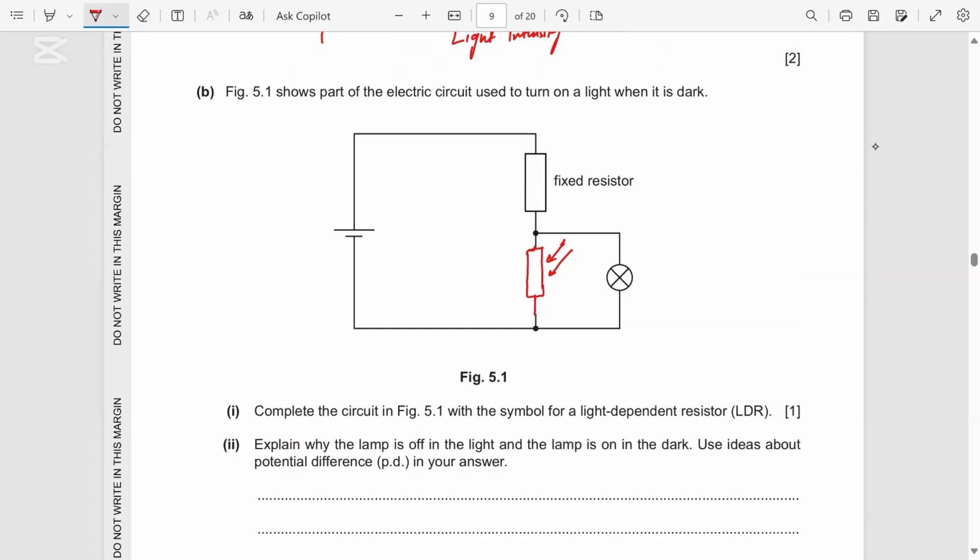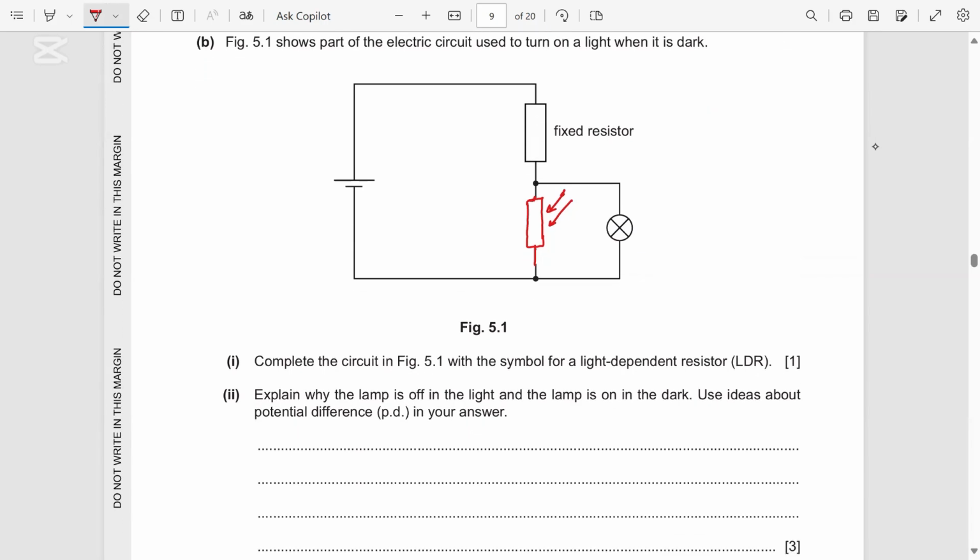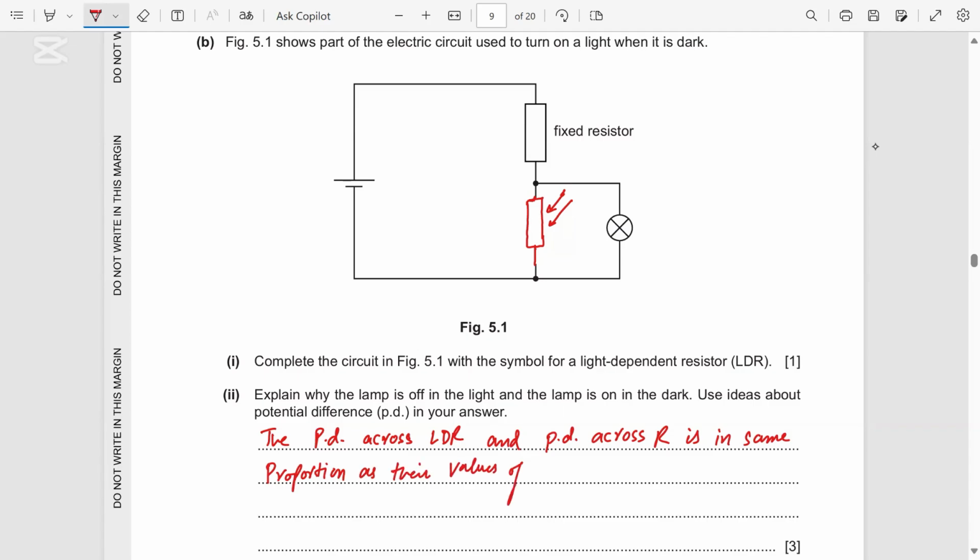You should know that the potential difference across LDR and potential difference across R is in the same proportion as their values of resistance, right? This is the resistor, this is the LDR. I'm going to write here: the potential difference across LDR and potential difference across R is in the same proportion as their values of resistance.